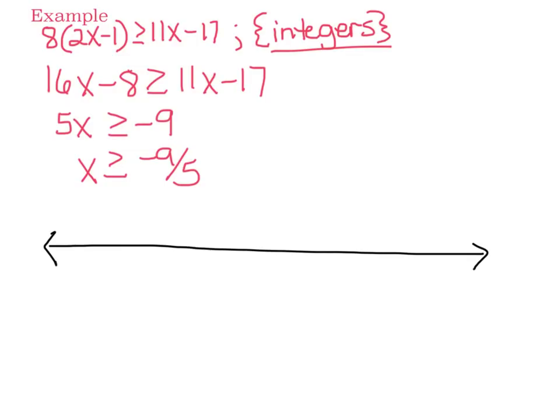Alright, so now we want to graph this on a number line. We need to find negative 9/5. That's almost negative 2. So if I put negative 2 right here, then negative 9/5 would be right here. I don't know, about right here. Make sure you label it.